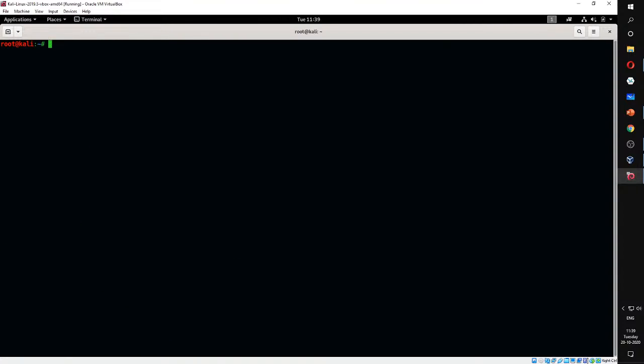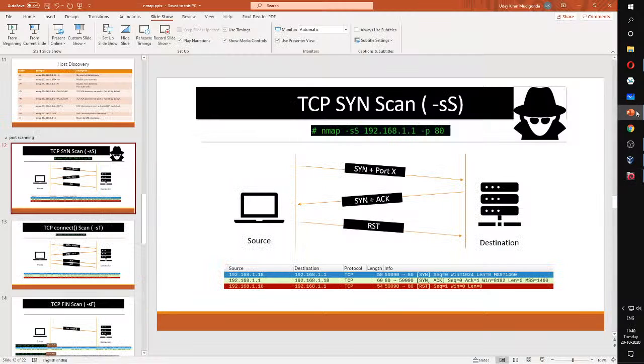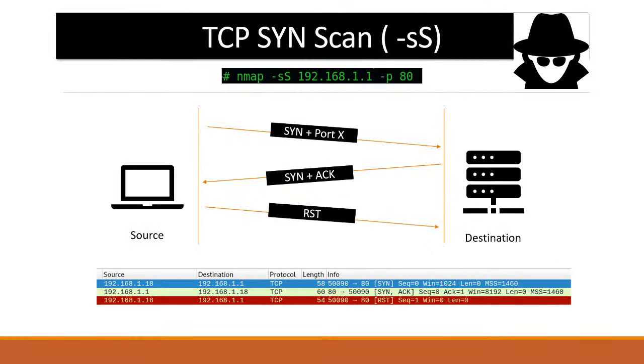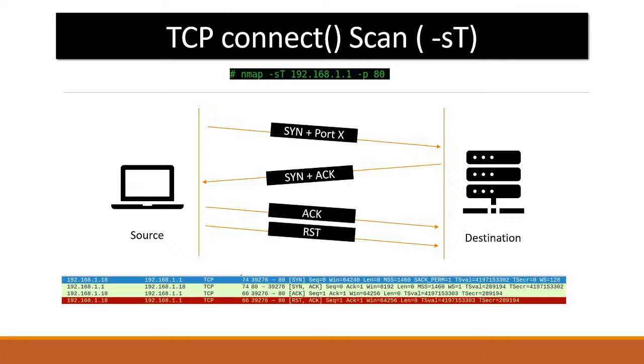Now the next type of scan would be the TCP connect scan. In the TCP connect scan, the option is again small s, because you are trying to scan, and capital T because it's a connect scan. So what exactly are you going to do here? When compared to the previous scan, what is the difference? Again you are doing the same thing. You are trying to scan port number 80, and then 192.168.1.1 is your target.